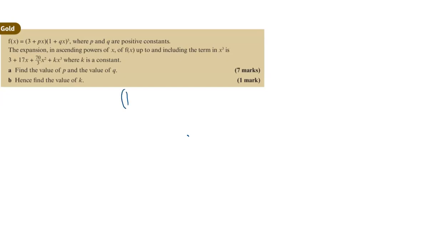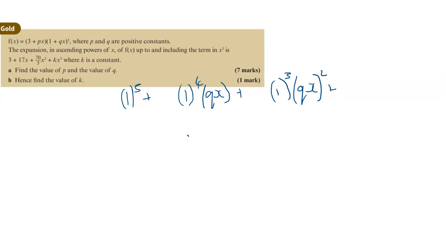So we've got 1 to the power of 5. That's supposed to be a bracket there. Plus, leave a space, we've got 1 to the 4 times qx, plus, leave a little space, 1 to the 3, and then qx squared, and then we need to go all the way up to x cubed, so we've got plus, leave a little space, 1 squared, and qx cubed. Just check they all add up to 5.